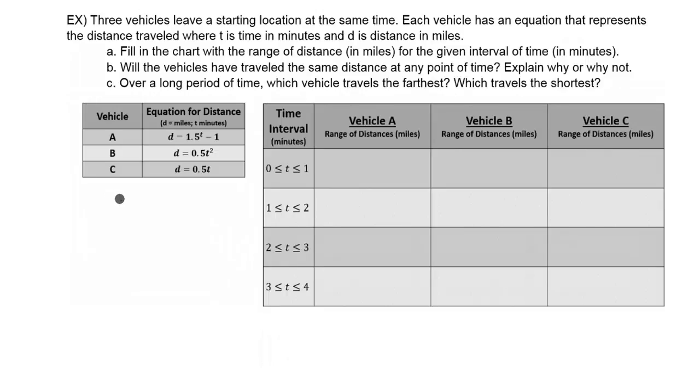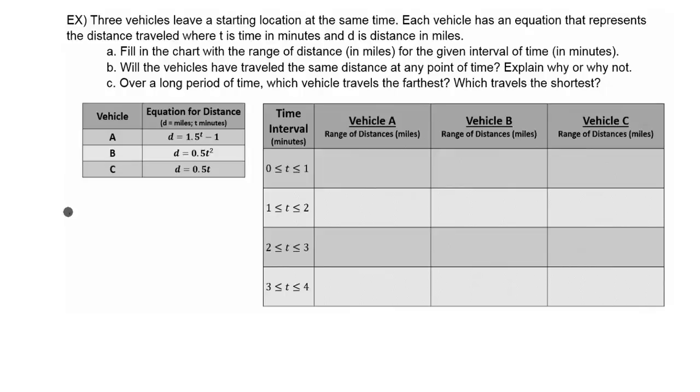In this question we have three different vehicles, A, B, and C, and they are traveling at different speeds. We want to figure out how far they've traveled at various time intervals. So here in this column you see time intervals in a variable of t. That represents minutes. So basically what we want to do is figure out how far vehicle A traveled between 0 minutes and 1 minute, and then 1 minute and 2 minutes, and so on. We want to do that with vehicle B and C as well.